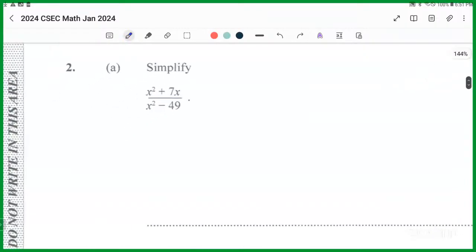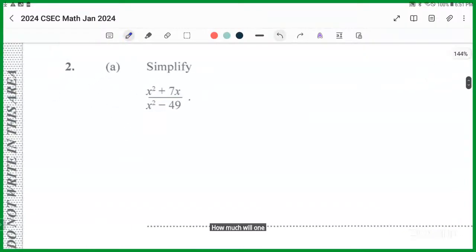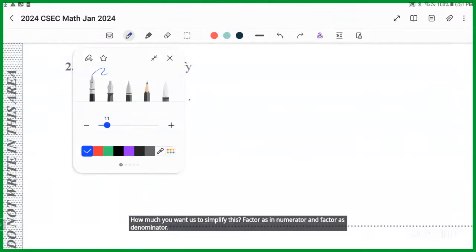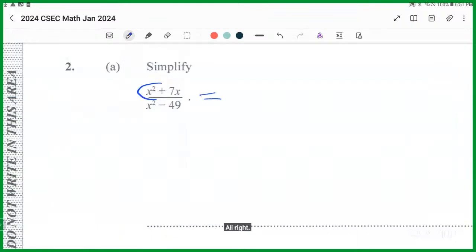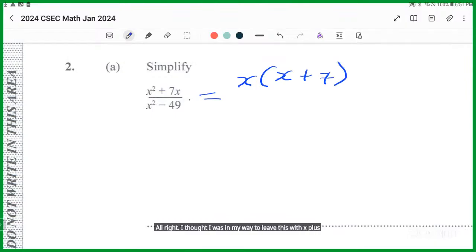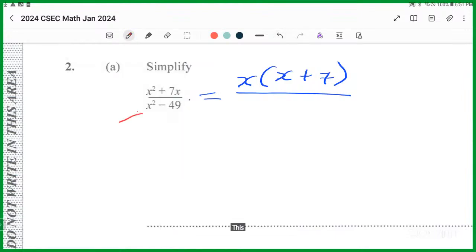Number 2 wants us to simplify this. So it's a matter of factorizing the numerator and factorizing the denominator. So for the numerator, the common factor is just x. Taking x out of the numerator leaves us with x plus 7. And the denominator is the difference of two squares. This expression can be written as x squared minus 7 squared, and this 49 is 7 squared.